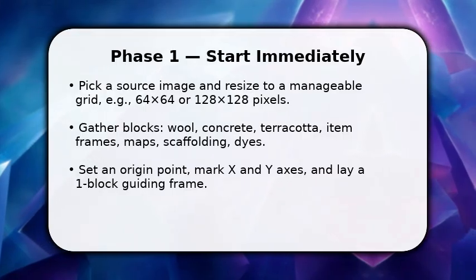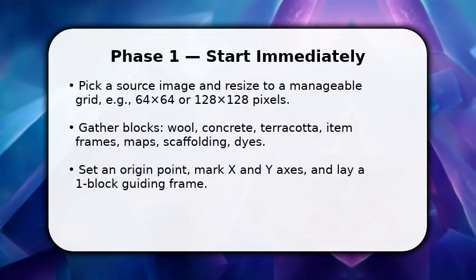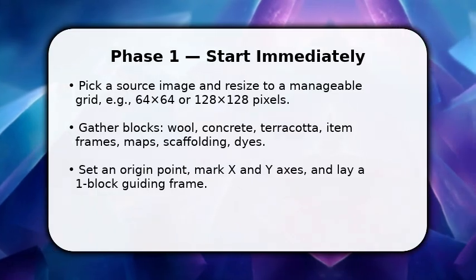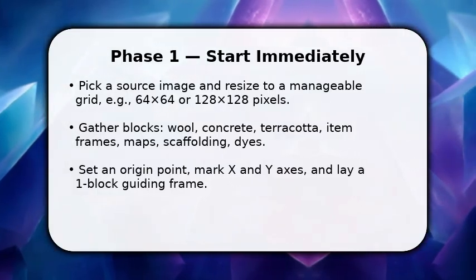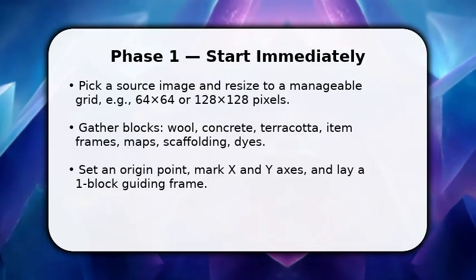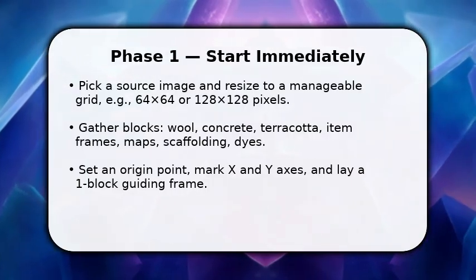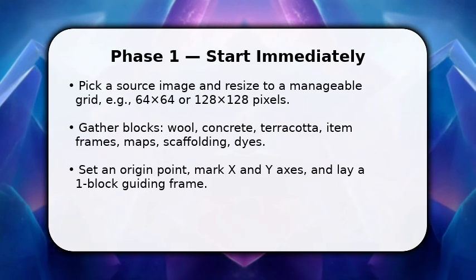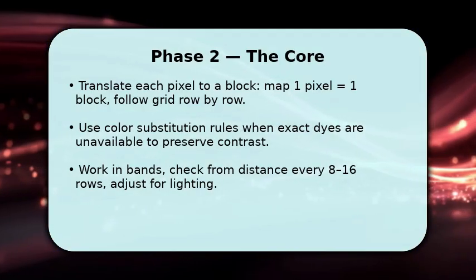Once done, set an origin point and mark the X and Y axes with a single guiding frame. This prevents drift. Make sure to build minimal scaffolding so you can reach all rows. Begin plotting the first row immediately. Don't overplan, just place.